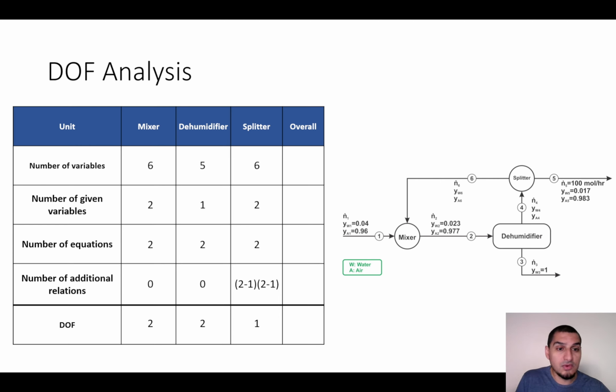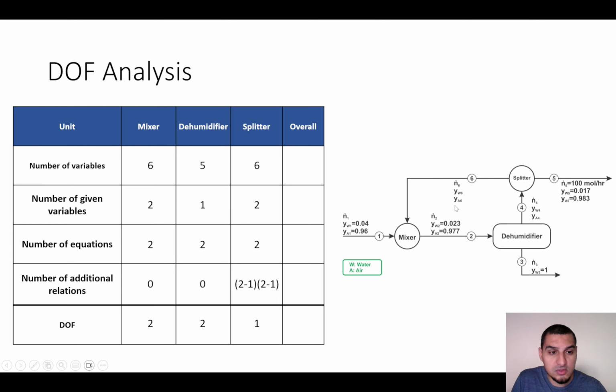Now for the overall, we are looking at streams 1, 3, and 5. Stream 6 is not considered because it's like 4 and 2. It's a stream going from one unit to another unit. It's not going outside the process or inside the process. It's from unit to unit.